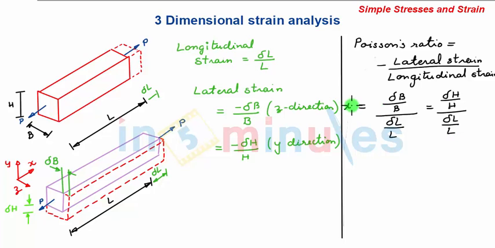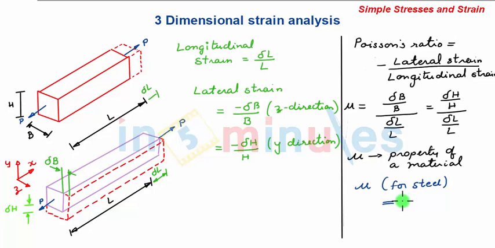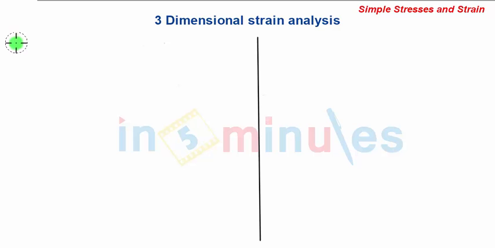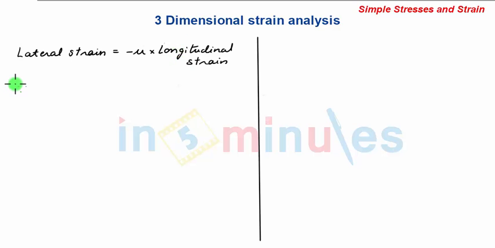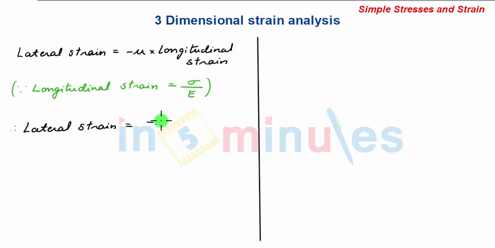Now Poisson ratio is denoted by the letter mu, and mu is a property of a material. The value of mu for steel is in the range of 0.25 to 0.33. So lateral strain is given as minus mu into longitudinal strain. Now since longitudinal strain is given as sigma by E, we have lateral strain equal to minus mu sigma by E.